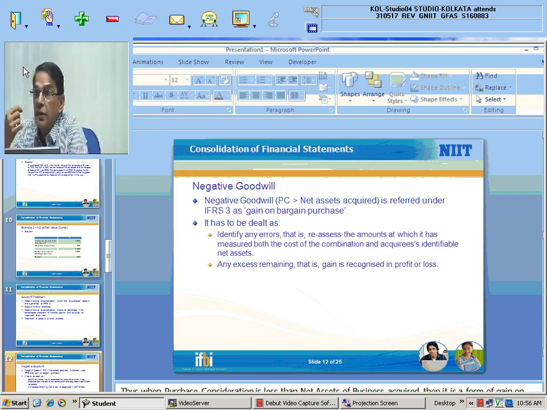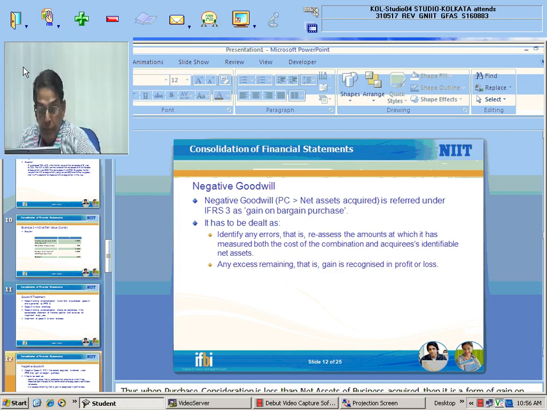Now, if the purchase consideration itself is less than the fair value of the net assets acquired, there can be situations where the difference can be negative. So that is called negative goodwill. It is referred to under IFRS as gain on bargain purchase. Under IFRS 3, such negative goodwill is referred to as gain on bargain purchase.